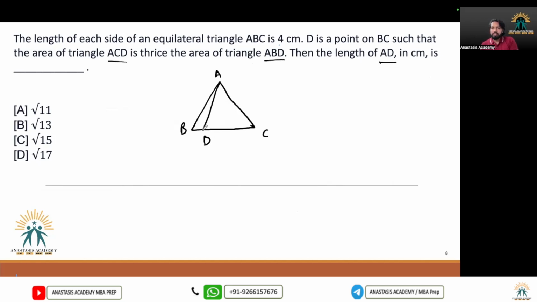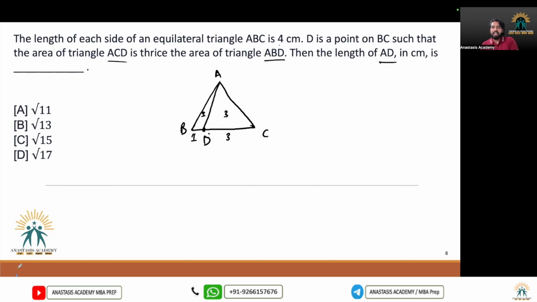So by using this property, I can say that the area of this triangle ACD is thrice the area of this triangle ABD, correct? So I can say this point D, because these two triangles ACD and ABD are on the same height, will divide this base BC in the ratio 1:3, right? So it will divide this base in the ratio 1:3.